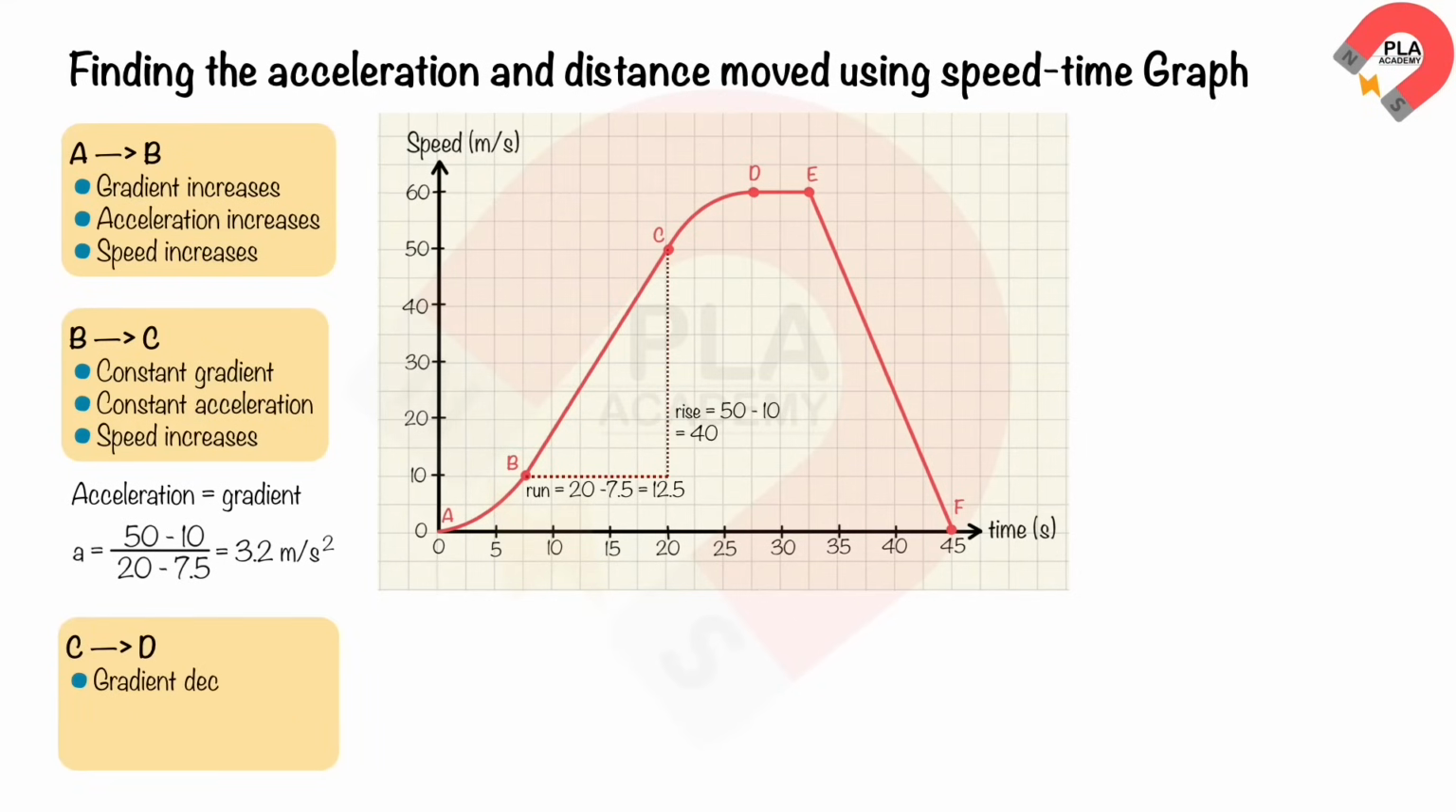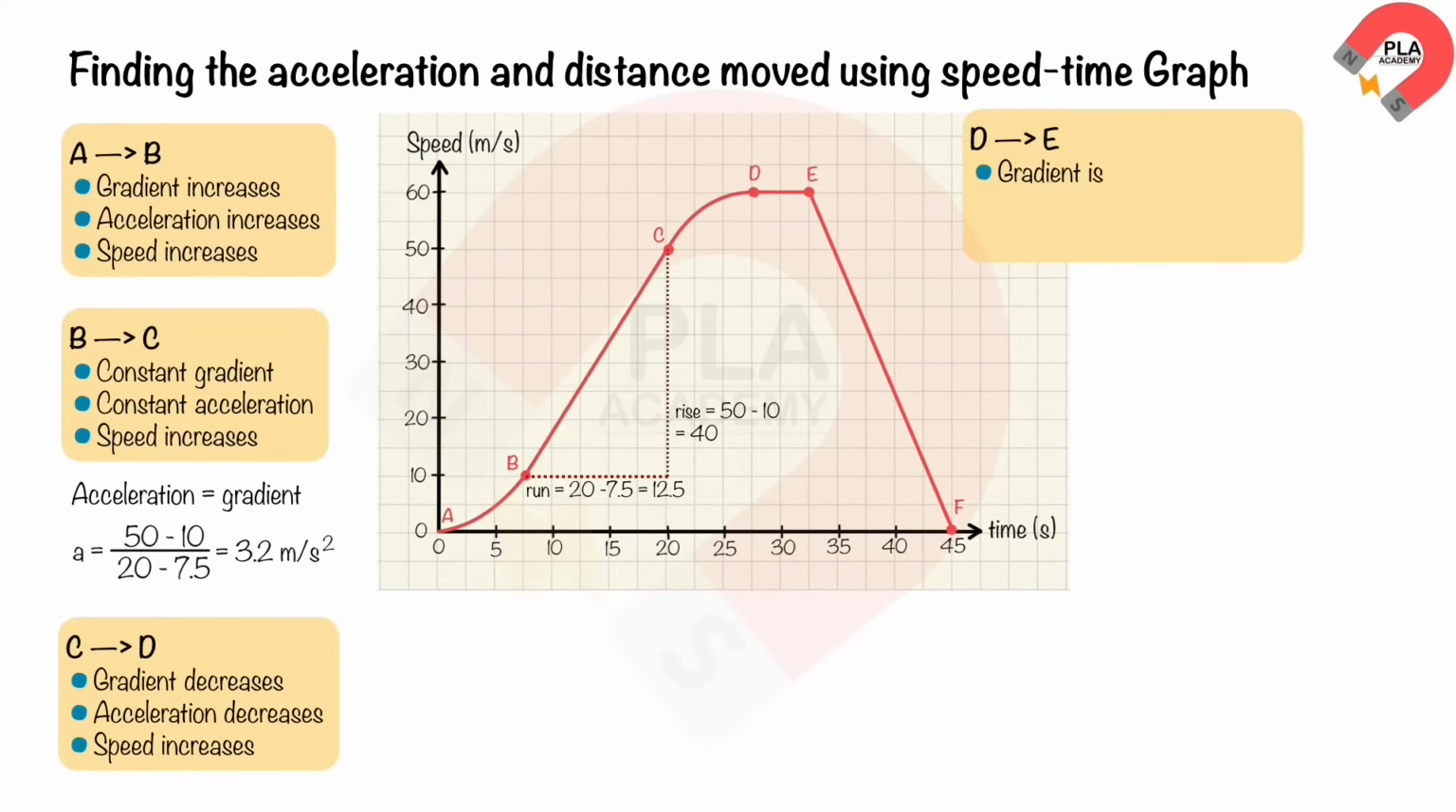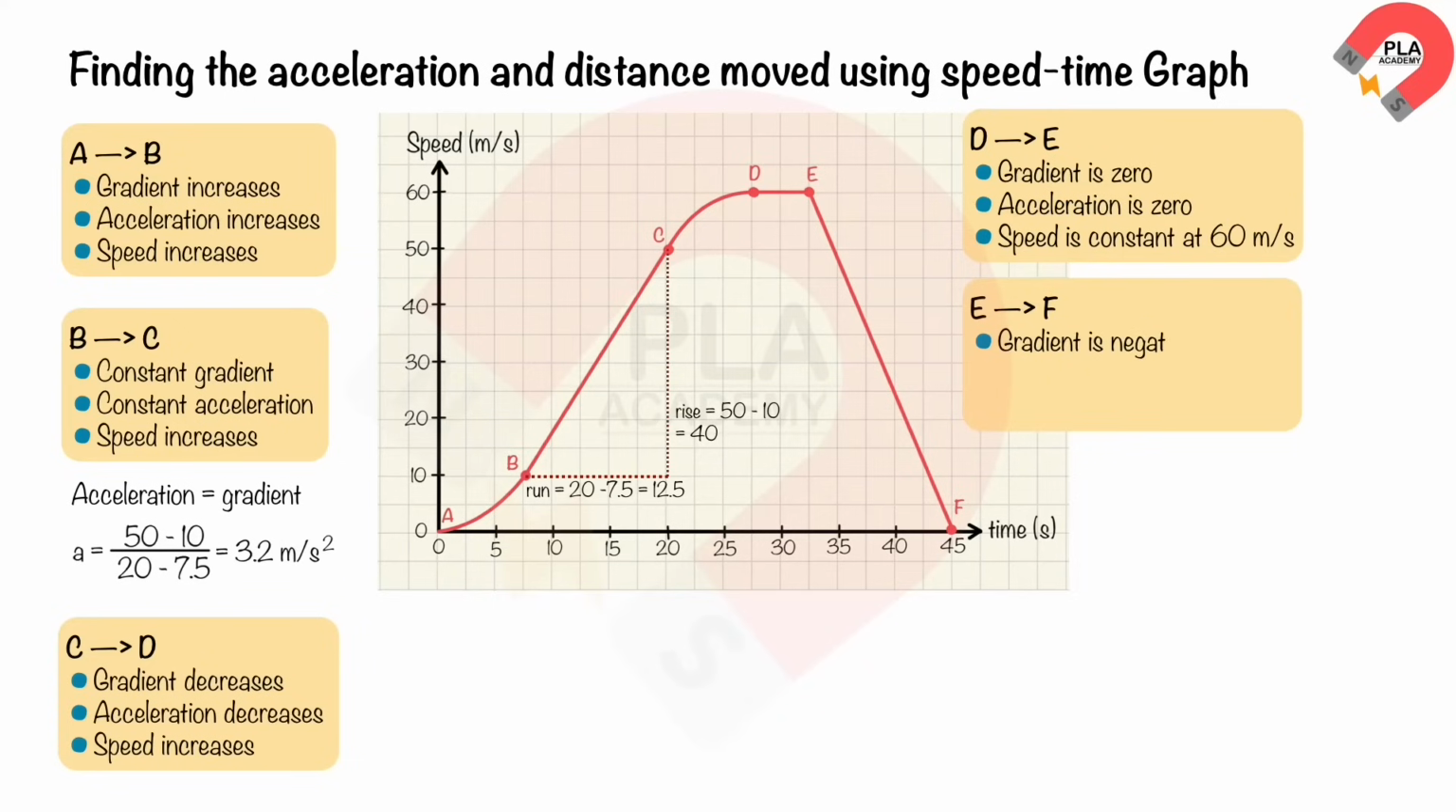Between C to D shows that the gradient is decreasing, so the acceleration decreases and the speed increases. Between D to E shows that the gradient is zero, so no acceleration, and the speed is constant at 60 meters per second. Between E to F shows that the gradient is negative constant, so the deceleration is constant, and the speed decreases. We can find the constant deceleration by the gradient of graph.